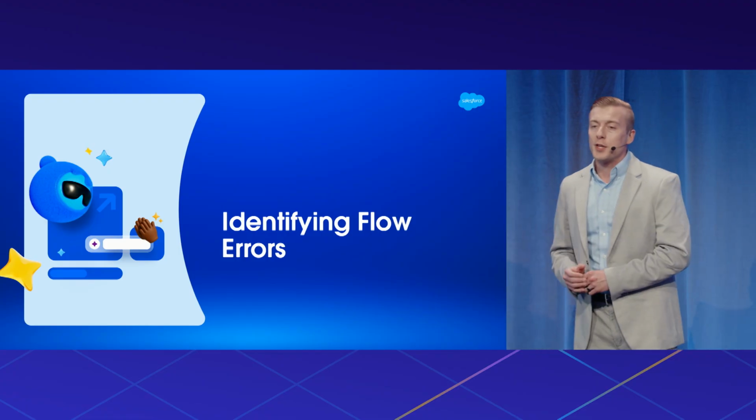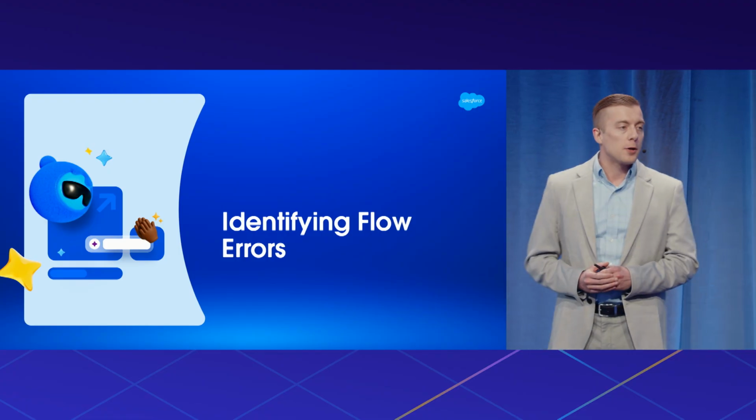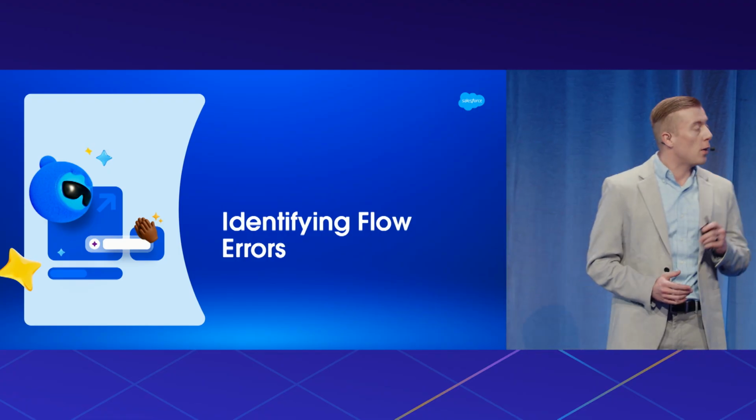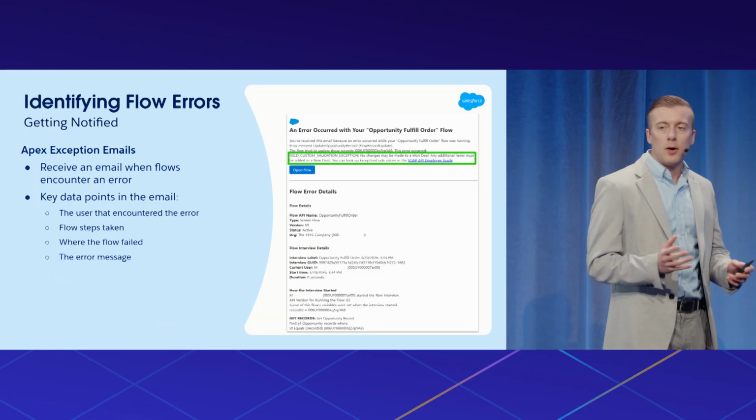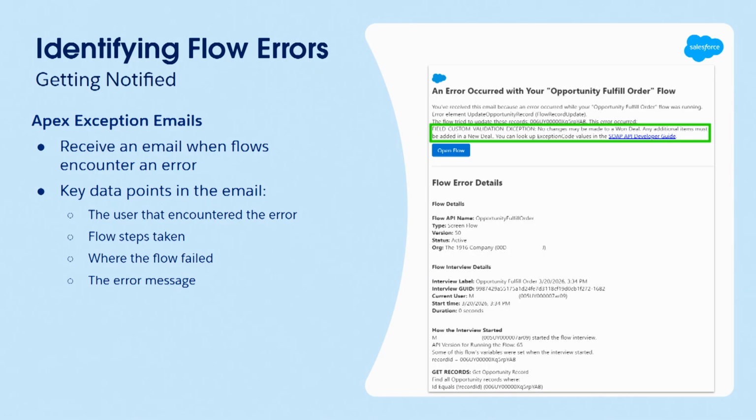So first thing we need to do is we need to know when these flow errors are occurring. And the best way that we can do that is with Apex exception emails. Now, when you are set up to receive Apex exception emails, you are going to get notified every single time one of your flows or Apexes run into an error. And these things are a wealth of information. They'll tell you exactly which flow went wrong and the error message that they received. You'll also know who ran into the flow error, how long the flow ran for, as well as every single step that the flow took.